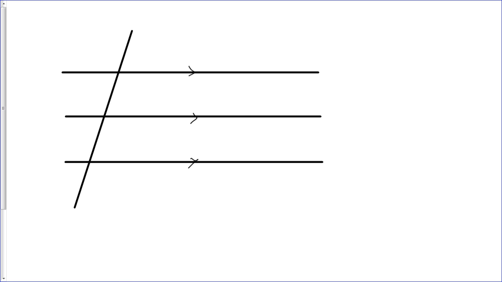Now, when you have multiple parallel lines, say we have this line and this line, so we have 3 parallel lines. Let me mark them parallel: 1, 2, 3. Now say there are 2 lines that cut these, like this line here, and this line here.